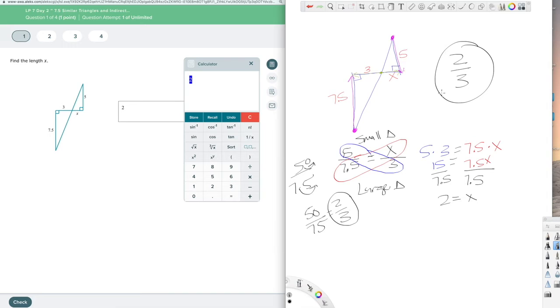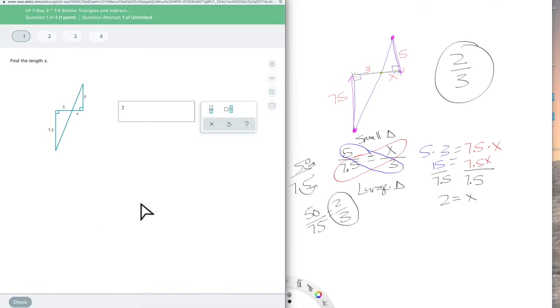So 3 is 2/3 of, 2 is 2/3 of 3. I was saying that backwards. Because 2/3 is smaller, right? All right, let's go ahead and check that. Yay! Okay.